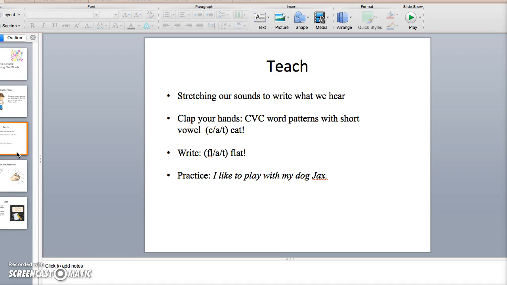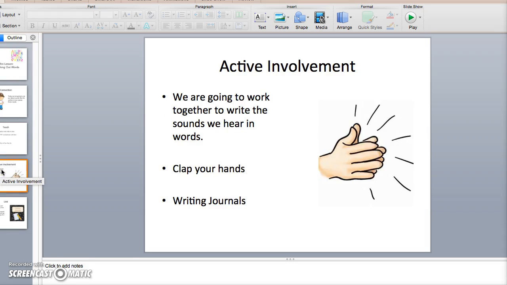So we stretched our sounds and wrote the letters that we heard. So today we're going to work together to write the sounds we hear in words. So I just modeled and demonstrated how we can sound out our words, clapping our hands, and writing those sounds that we hear to make our words. So as a class, we're going to write a class story and practice sounding out the words and writing those letters. So we're going to clap our hands to stretch our words, and you're also going to be writing in your writing journals.